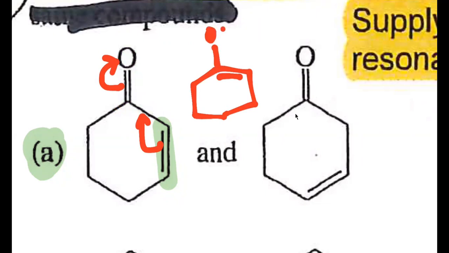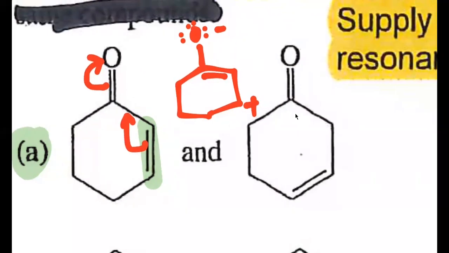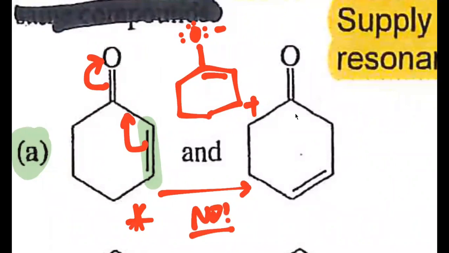Now the oxygen would have, I should have put those electrons in, 3 lone pairs and be negative, and this carbon down here would be positive because I broke the pi bond. So I took electrons away from it. I'm just trying to show you that you could do resonance on this, but you couldn't do resonance to go from this to this.